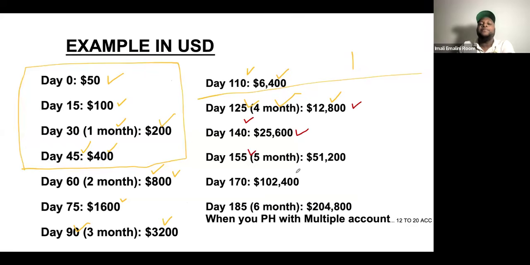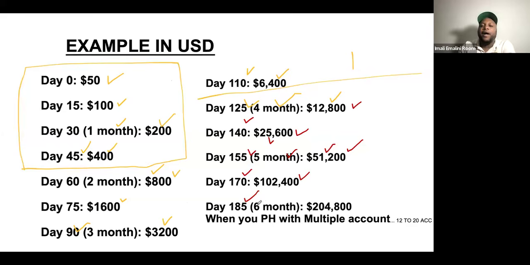Day 155, 5 months. Now you have turned $25,600 into $51,200. Ladies and gentlemen, it's very magical. 170 days, you can turn $51,200 into $102,400. Last run, marathon. You can take it to 12 months. It's up to you. We just made it closer.